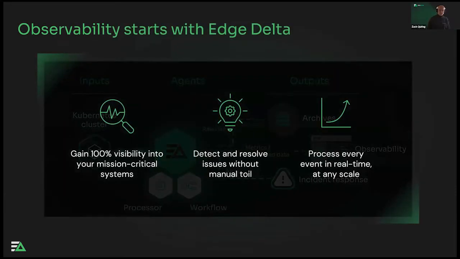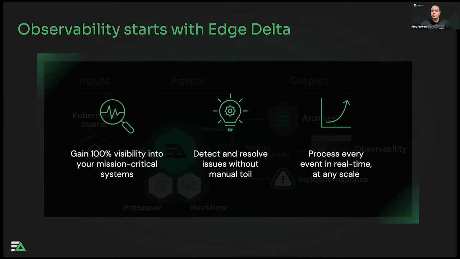By taking this approach, we're seeing three key benefits with customers. The first benefit is that they are gaining 100% visibility into their mission critical systems. No longer do customers have to decide upfront which data they'd like to centralize and which data they'd like to move to a different storage mechanism. They can analyze 100% of that data, so they're getting better analytics in their observability platforms and overall better visibility.